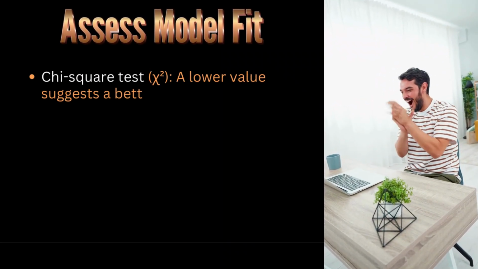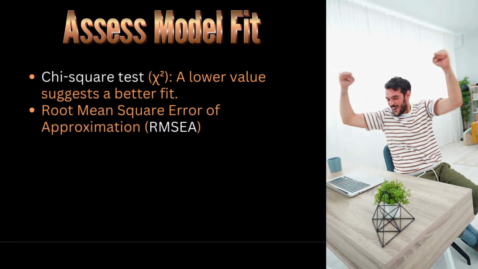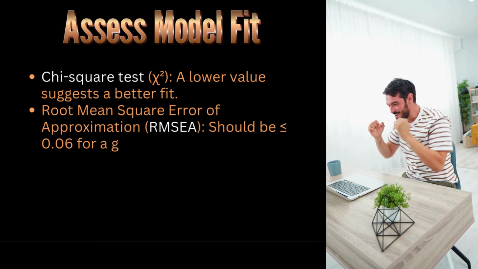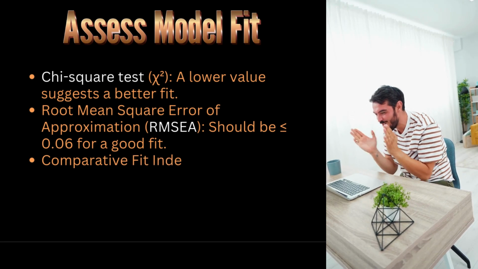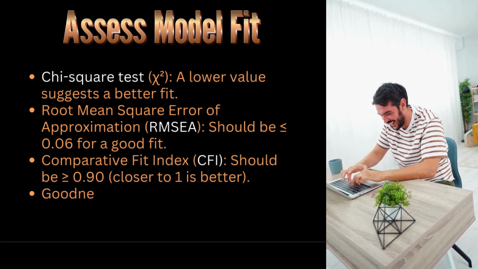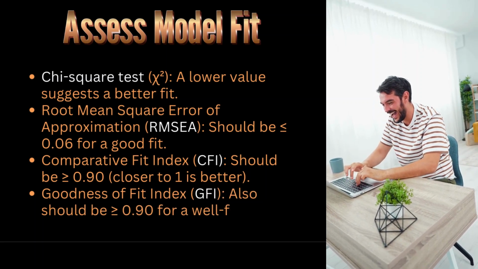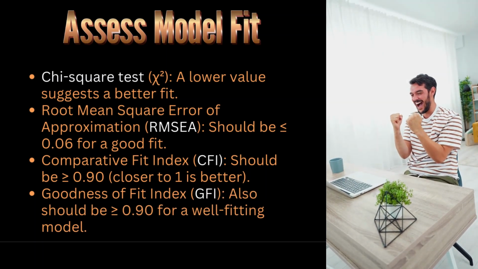Model fit could be a chi-square test. A lower value suggests a better fit. It could be RMSEA, which should be less than or equal to 0.06 for a good fit, or a CFI, which should be greater than or equal to 0.9. Closer to 1 is better, and GFI should also be greater than 0.9 for a well-fitting model.